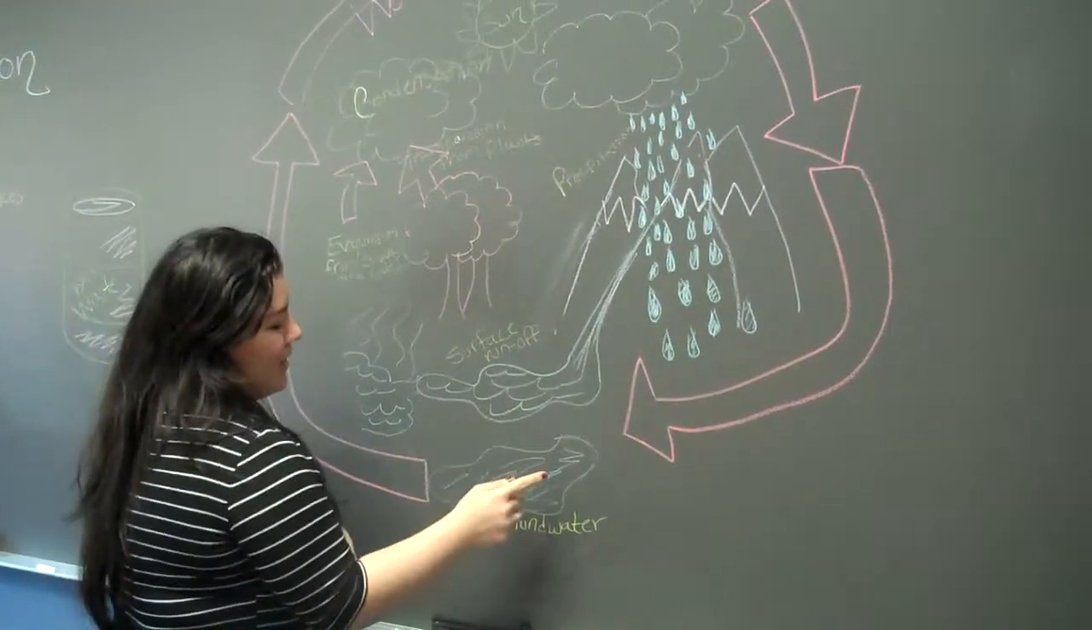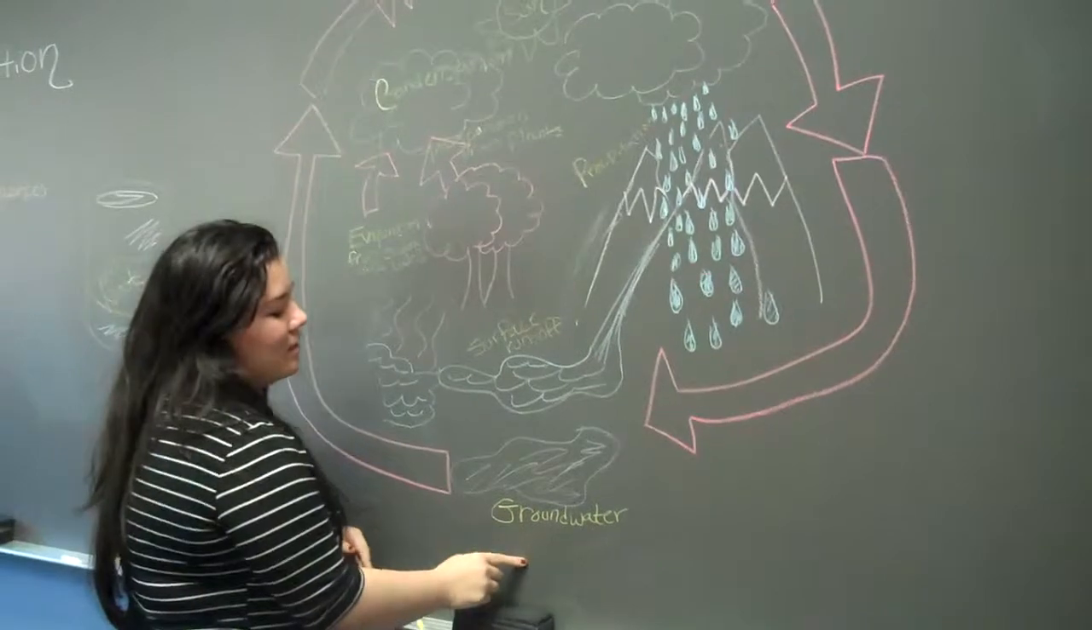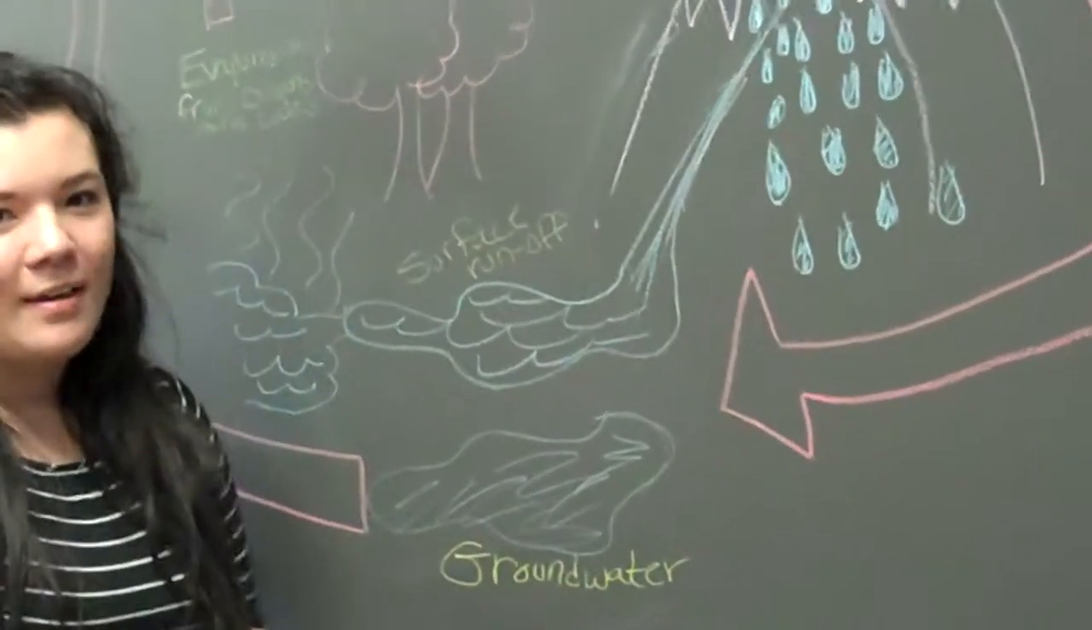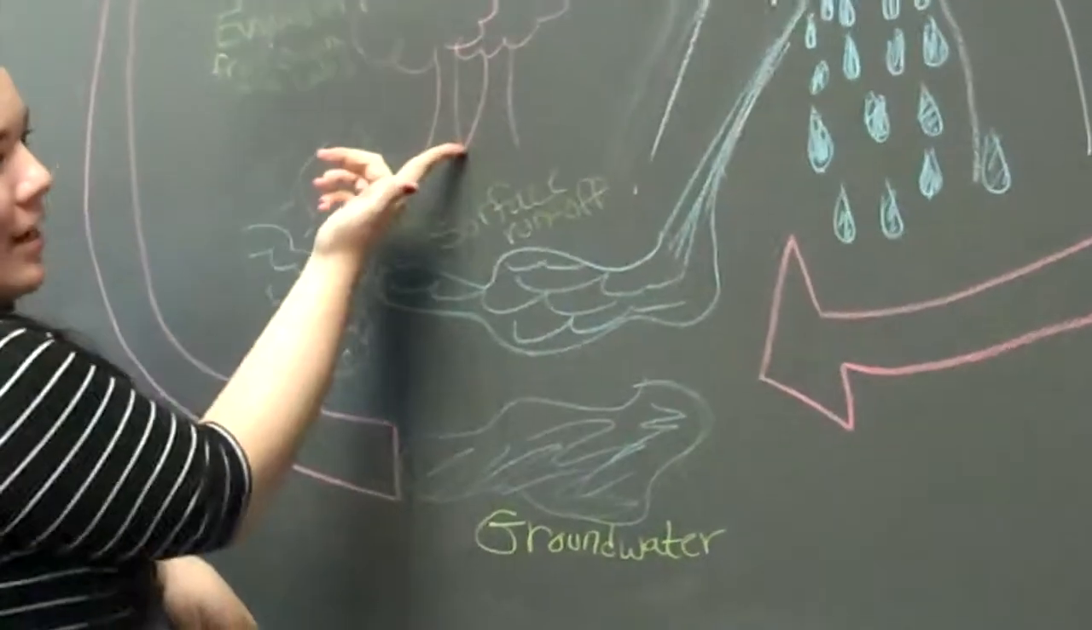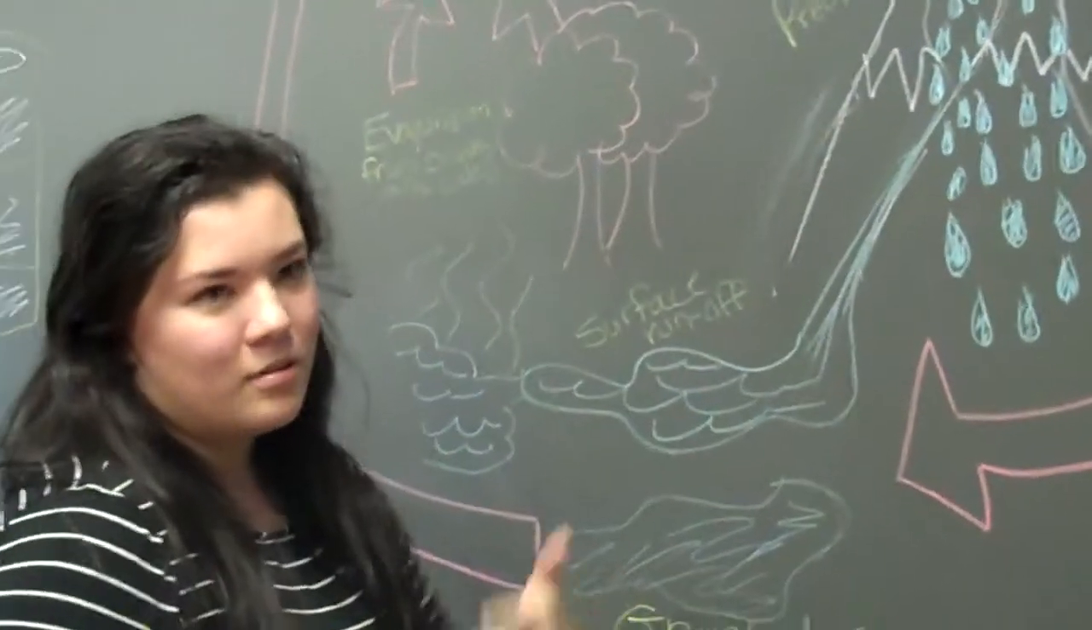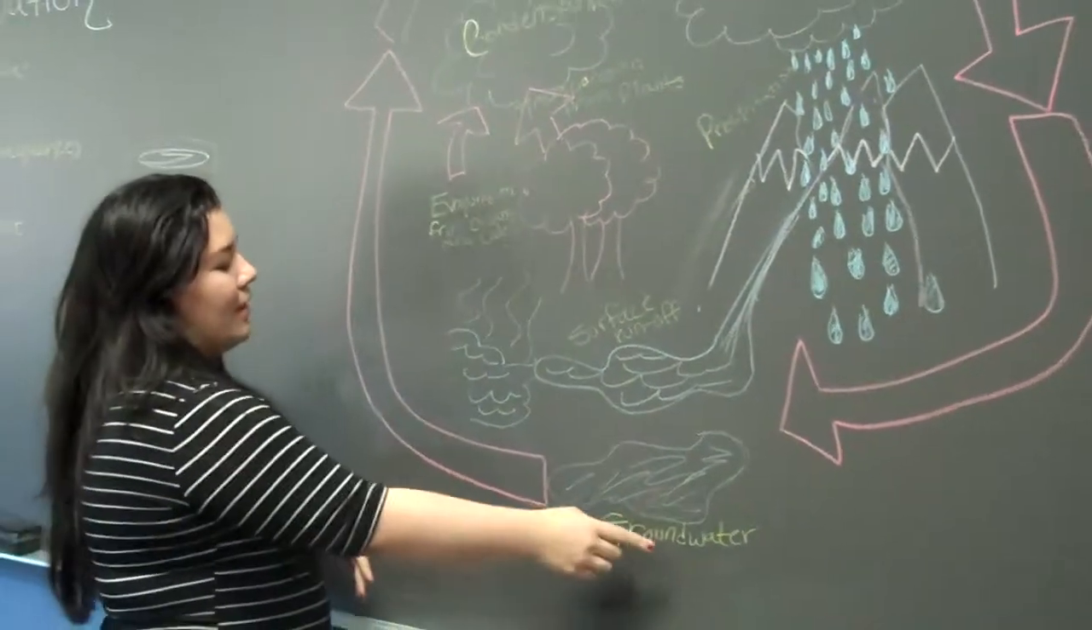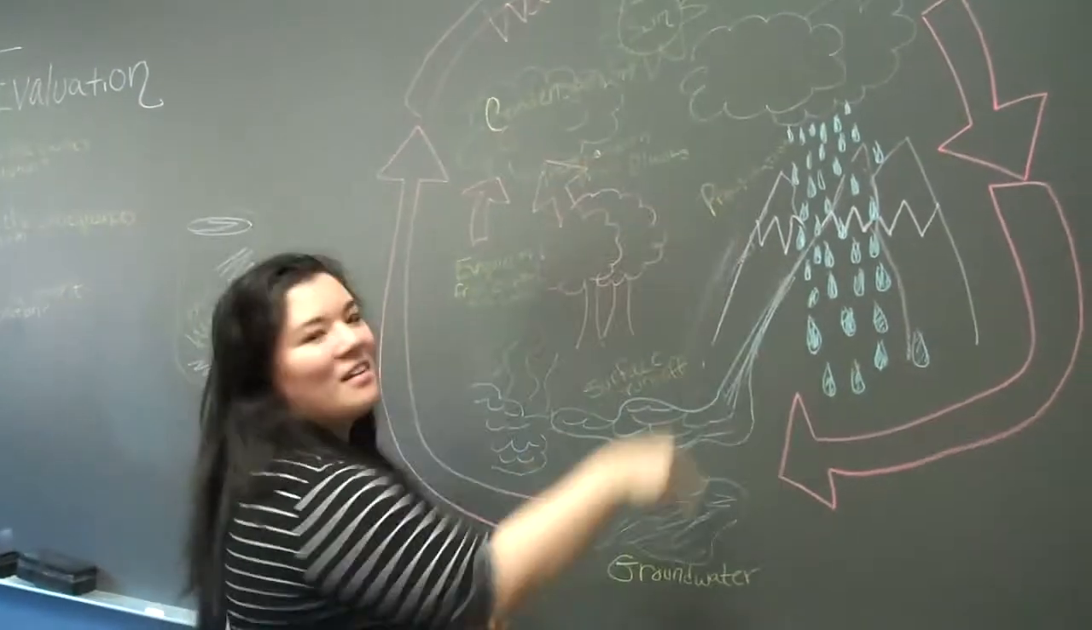Well, a section of that is actually going to be your groundwater, which is the portion that lands on the ground. It's going to water your crops, your trees, and so on and so forth. And then it's all going to start all over again.